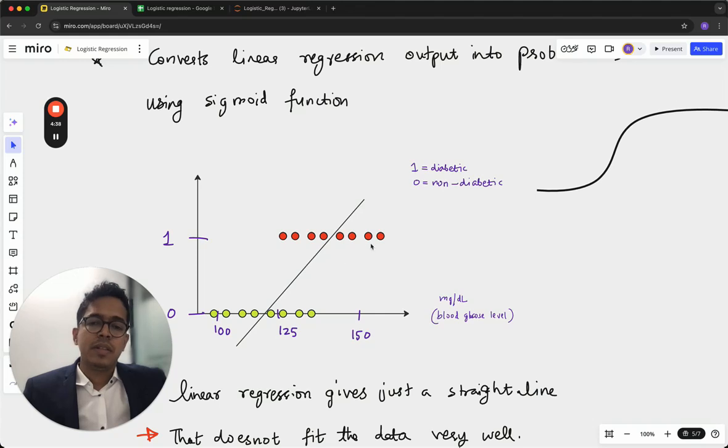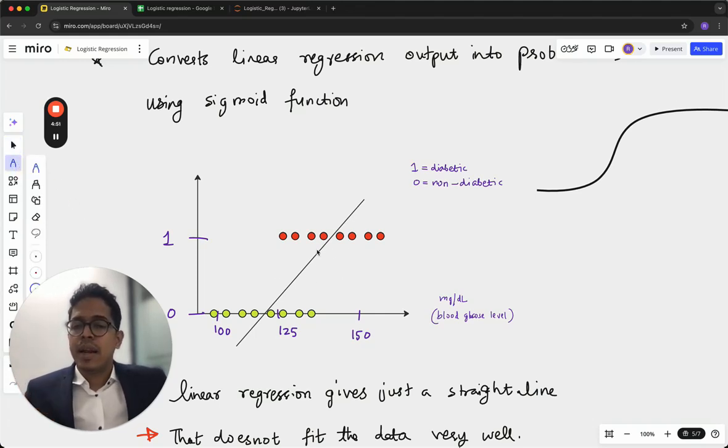And the problem with this is that this is not a good fit at all because you need two classes. And this line is not a model which helps to distinguish that you have two classes. Maybe you might be tempted to say, okay, you can have this as the line. And then you say, whenever the y value of the line is greater than 0.5, you say that it belongs to class 1.